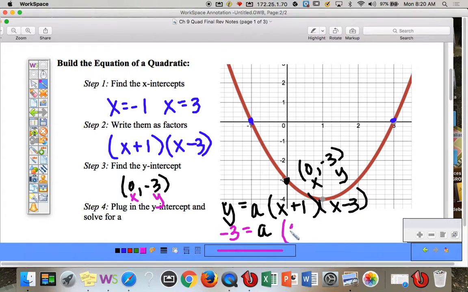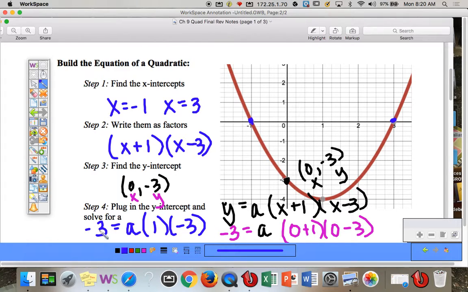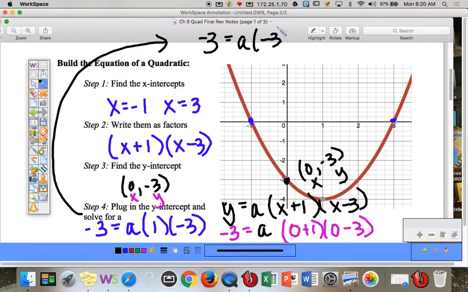And then we have 0 plus 1, and we have 0 minus 3. All right, so when we do that, we're going to solve. We'll have negative 3 equals a. And then we have 0 plus 1 is 1. 0 minus 3 is negative 3. And then, I'm going to show my work up here, we get negative 3 equals a times negative 3. Again, we're solving for a here, so we're going to divide each side by negative 3. So we have 1 equals a.